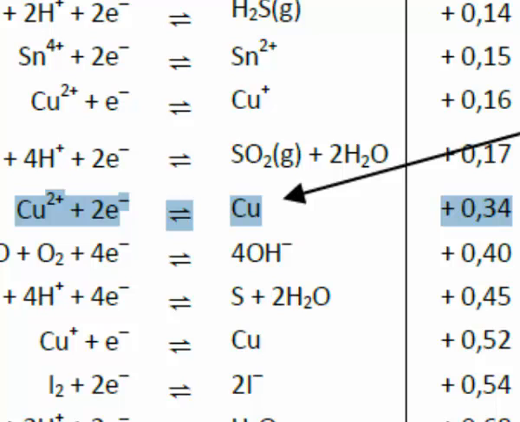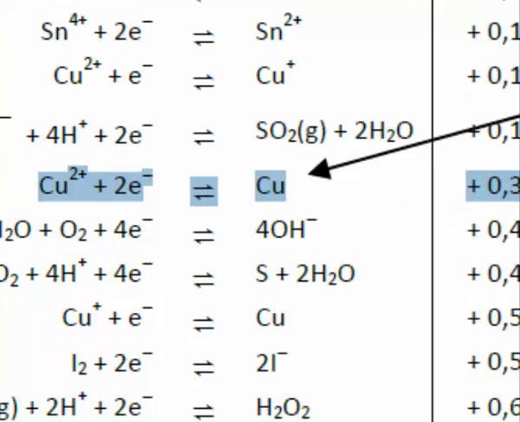Note that it's a positive value. And it's important to always use the value with the sign, whether you read this reaction from left to right or right to left, it doesn't matter, you always use the sign as is. So copper is positive 0.34.